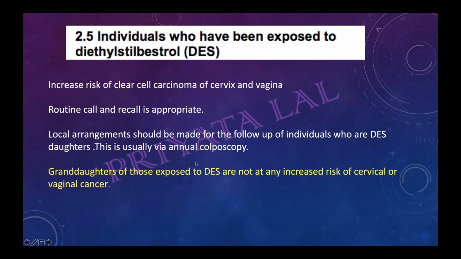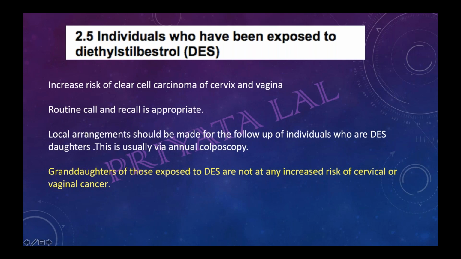This part has been newly added in the guideline, because I'm doing the whole guideline, so I have to put this also. So what they say, individuals who are exposed to diethylstilbestrol, if the mom is taking this and the girl is born, there is a high risk of clear cell carcinoma of cervix and vagina. So what the guideline says, they should be put for routine call and recall is appropriate. So that much is okay for them.